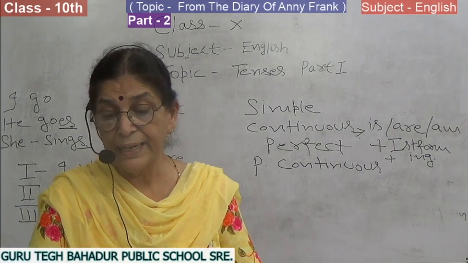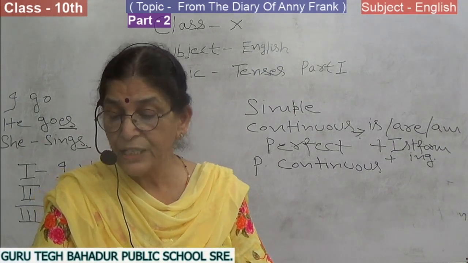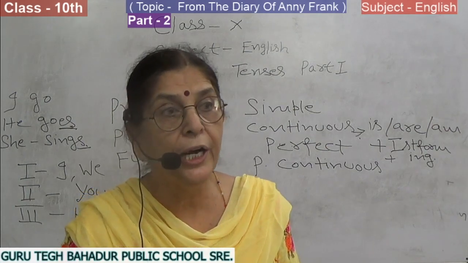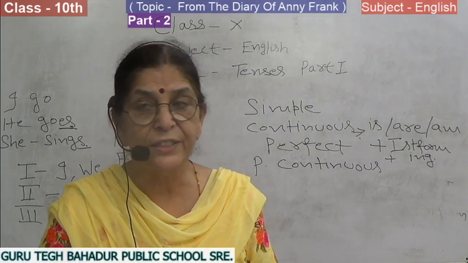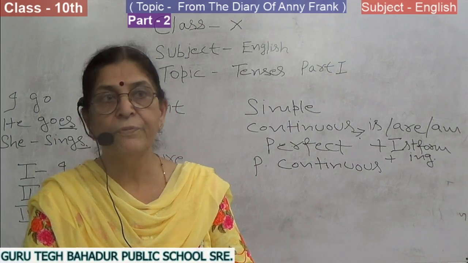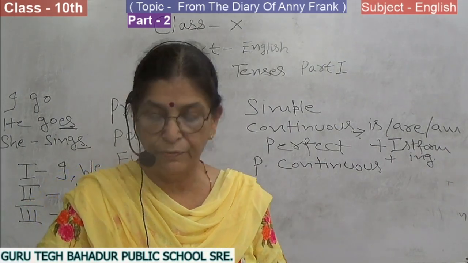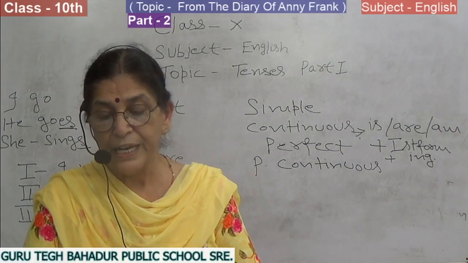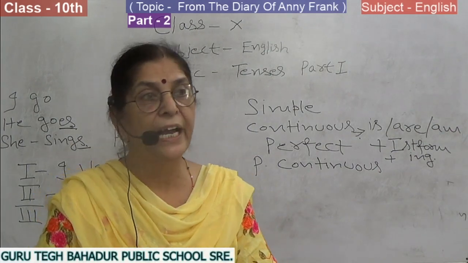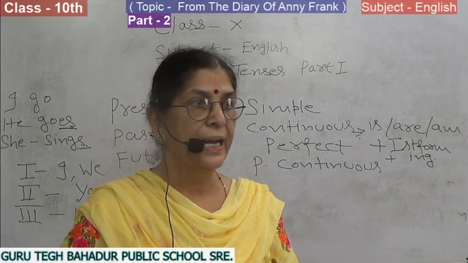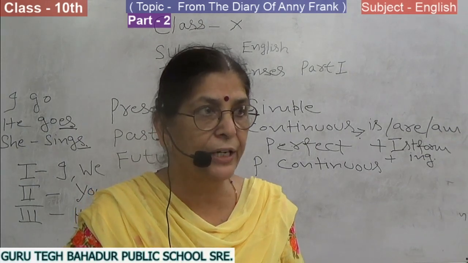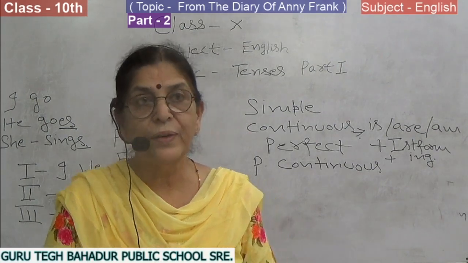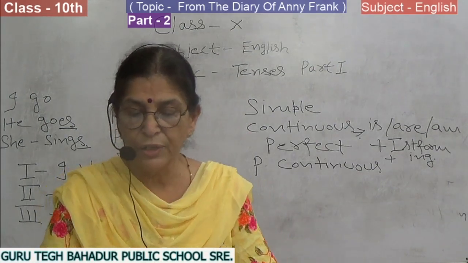Then an action that has been pre-arranged to take place in the near future. We have arranged, that thing has not happened, but we have arranged that we will do it in the coming future. For example, he is going to Australia next week. Next week has not come till now, but he has planned to go. So this was your present continuous tense.